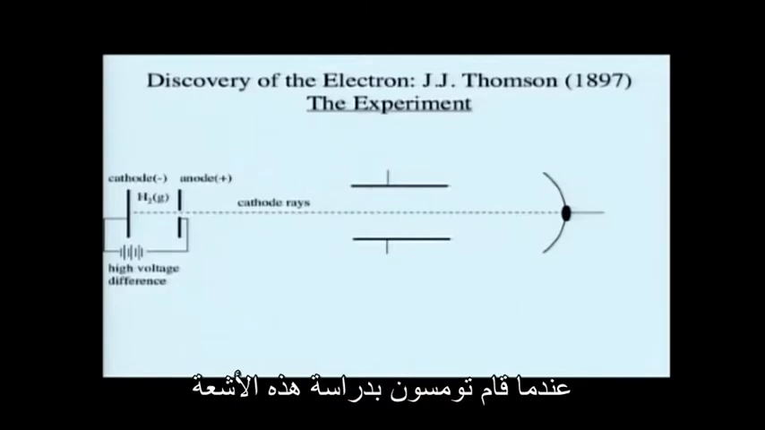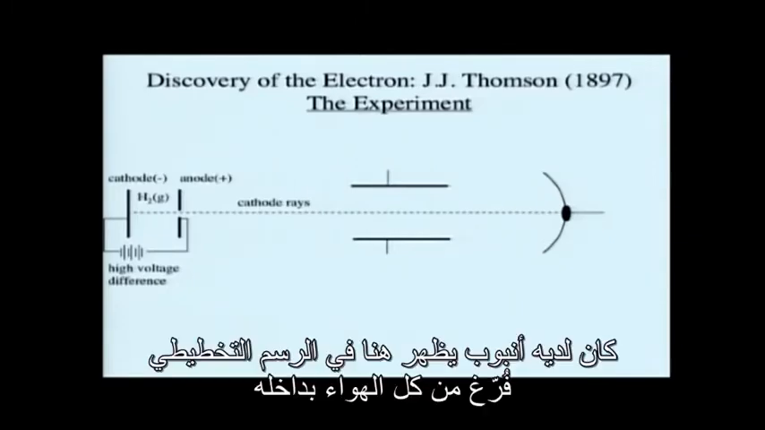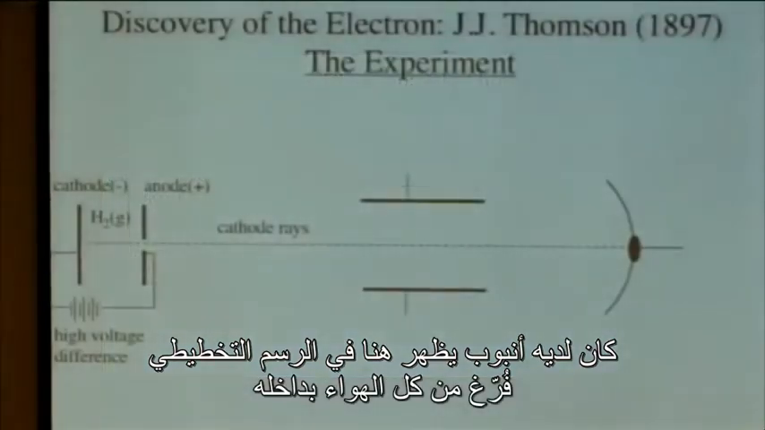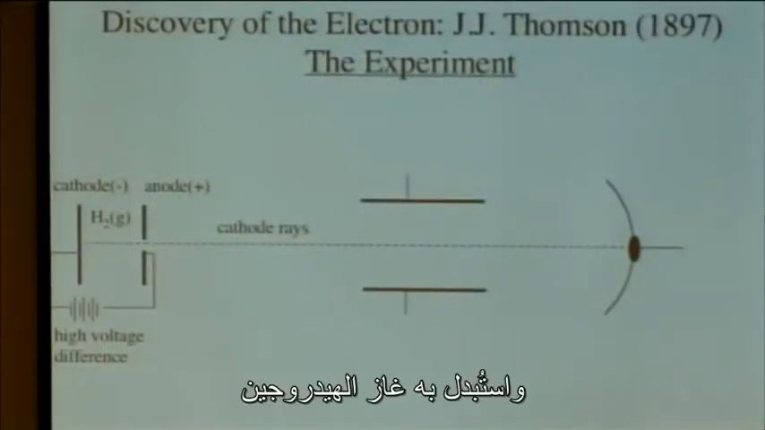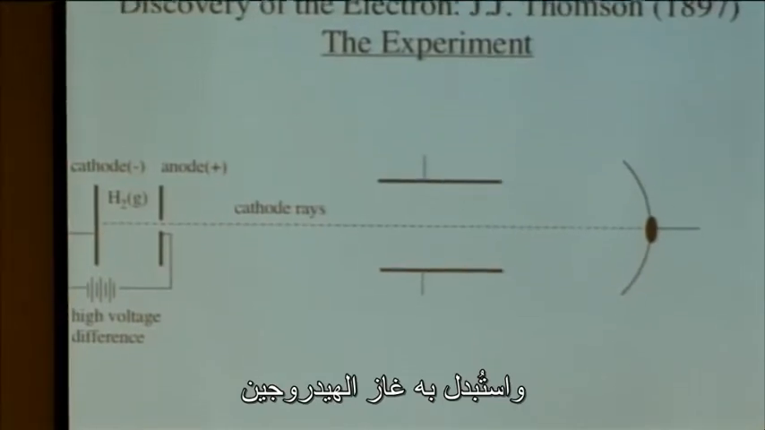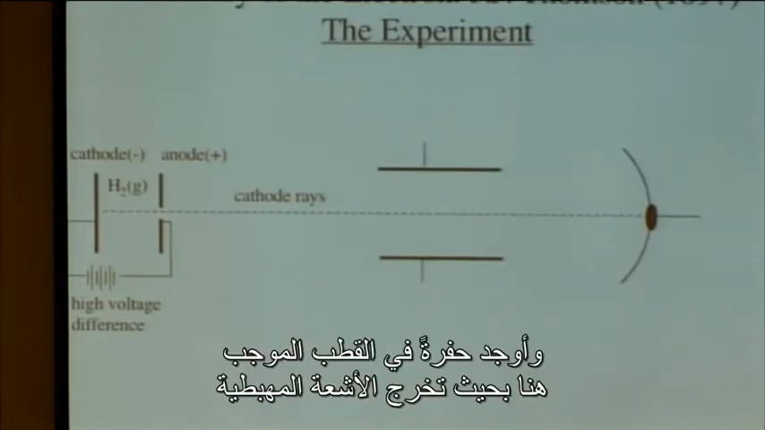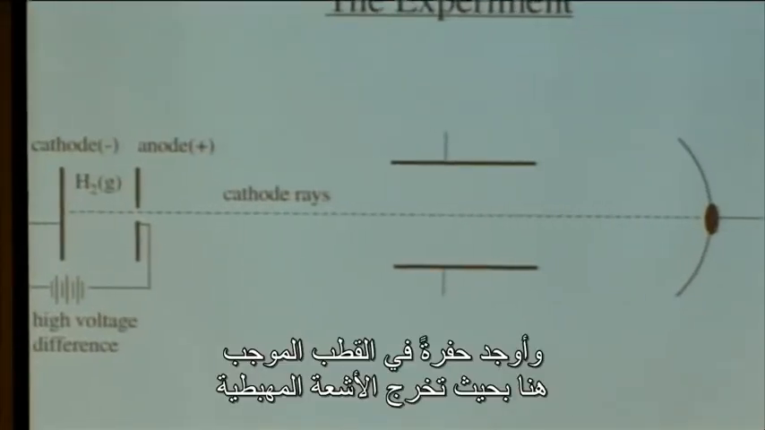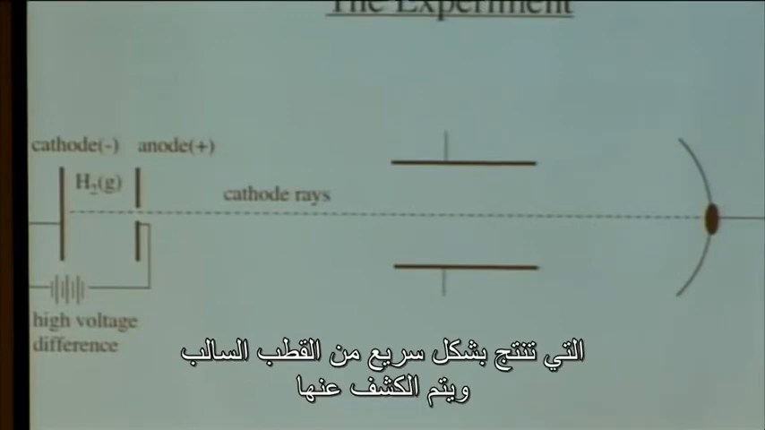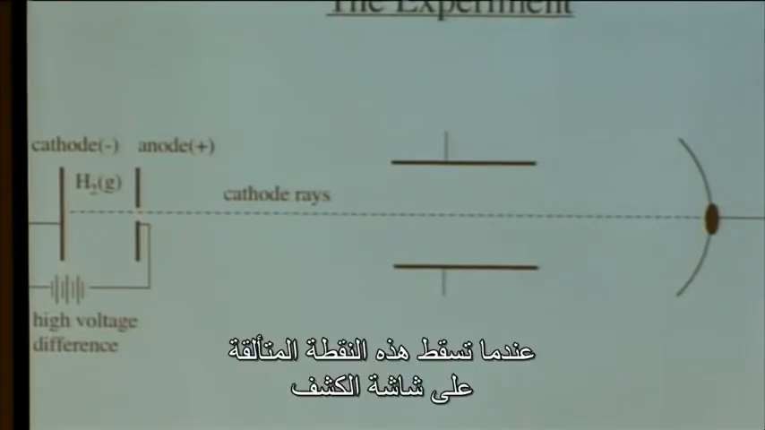So if you look at this setup, what he did when he was studying these rays is he had an evacuated tube, which is schematically shown here, where it's evacuated of all its air and filled instead just with hydrogen gas. And he had this high voltage difference between an anode and a cathode, and he actually put a little hole in the anode here, so these cathode rays that were produced could shoot out of the cathode and actually could be detected as this luminescent spot on a detector screen.